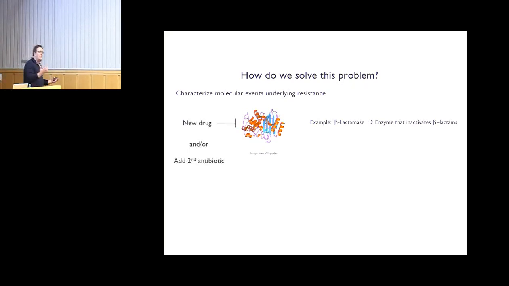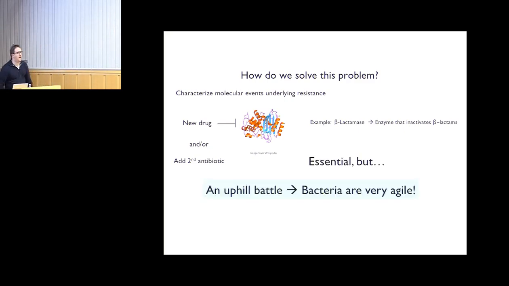Once you know that, you can come up with a new drug that, say, blocks this enzyme. Or maybe you have some resistant cells, so you add a second drug to which the cells are not resistant. This is absolutely essential, right? We have to have this characterization. But the problem is this is a really uphill battle.